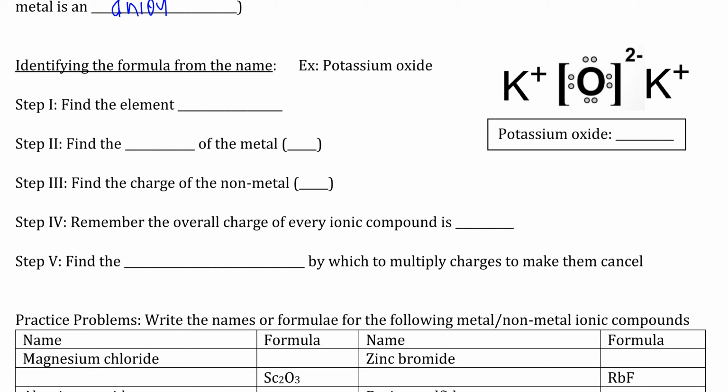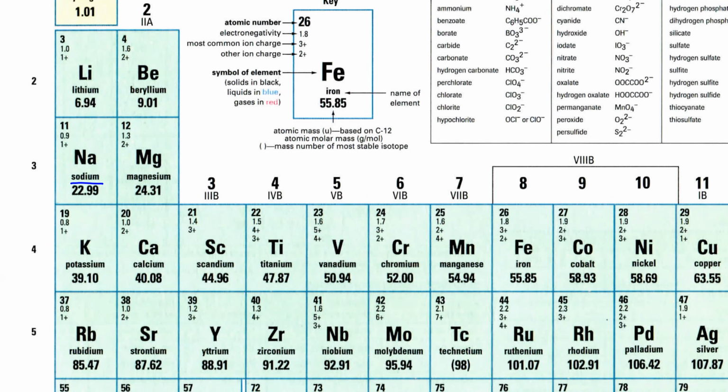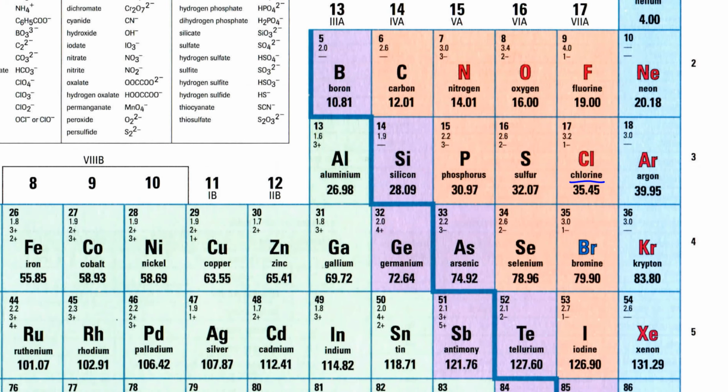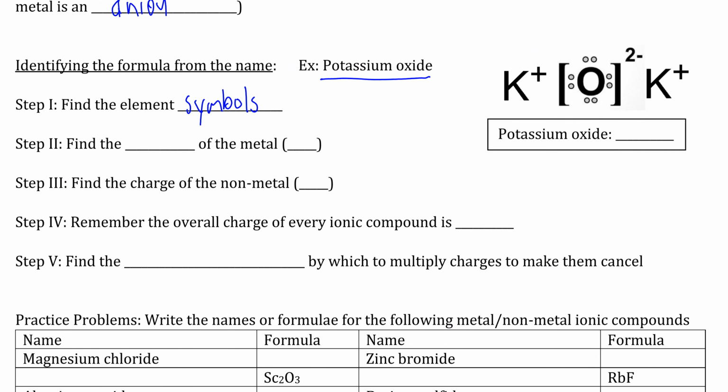So let's say that we are given the name potassium oxide. The first thing that we need to do is find the element symbols to know which element symbol represents potassium and which element symbol represents oxygen. So if we go to our periodic table, we see that potassium has the rather unhelpful symbol of K. That's just one that you'll need to remember. And then oxygen, rather intuitively, is given the chemical symbol O. So let's go back to our handout and write these here. The symbol for potassium is K, and the symbol for oxygen is O.